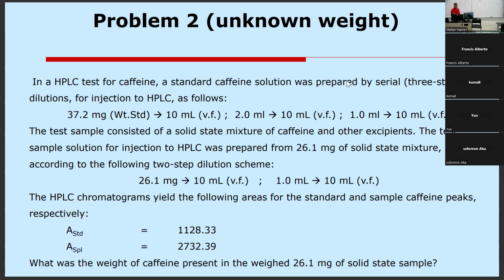In our test sample, 26.1 milligrams of our mixture. We do a two-step dilution with that. Then we get the areas for our curve. So work this problem out. Everybody know where to start, do you think? Yeah. Okay. All right, I'll give you guys 5 minutes before I bother you again, okay?